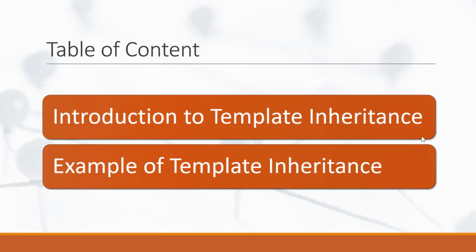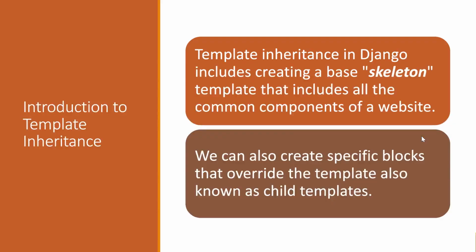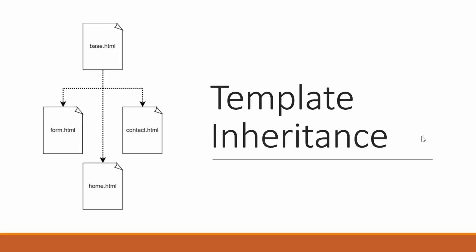So we will start off this video by discussing two things. First, we will discuss what is template inheritance in Django, and then we will implement one example related to template inheritance. So without any further delay, let's jump to the very first topic. Now basically, template inheritance in Django includes creating a base skeleton template that includes all the common components of a website, and we can also create specific blocks that override the template, which are also known as child templates.